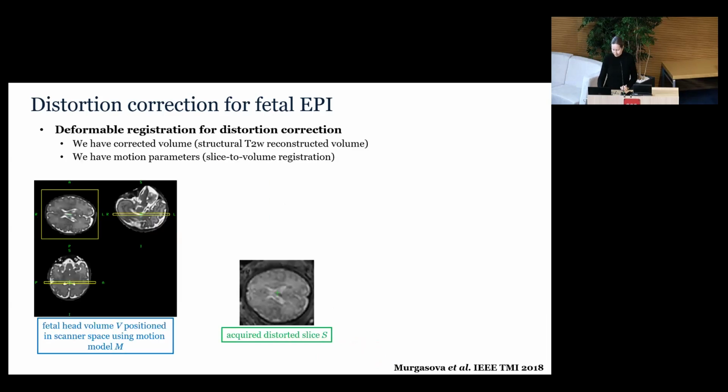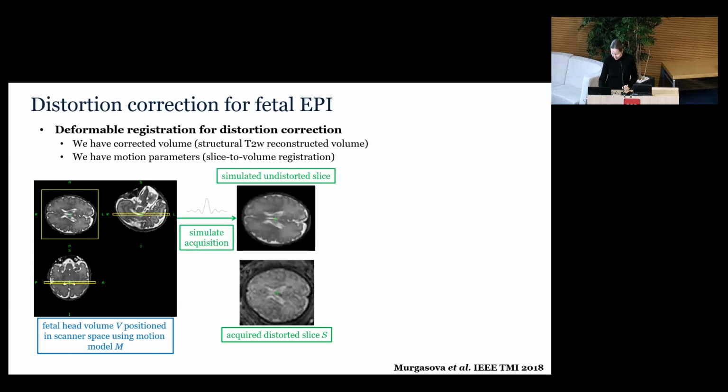So here is how it works. Fortunately, we already have structural MRI that is not distorted, so we can use it as a target volume. We have motion parameters as well from the registration. So we just again position the head in the scanner space, or world coordinate system, correctly. Then we simulate the acquisition of the slice. And then we can apply the registration in phase encoding direction only to undistort the distorted slice.